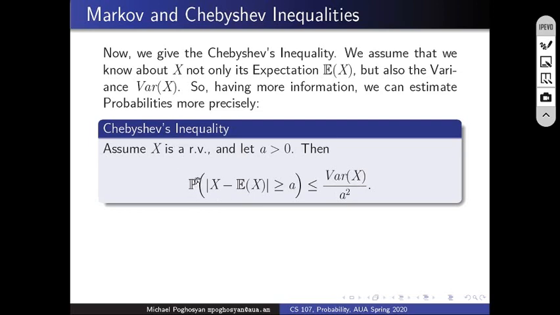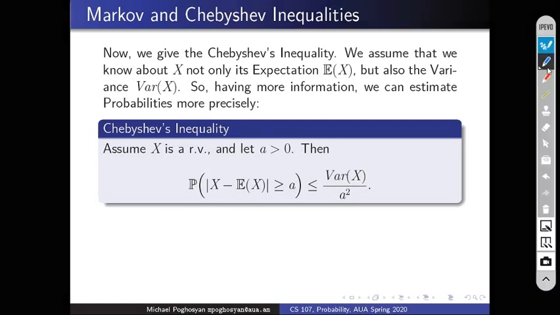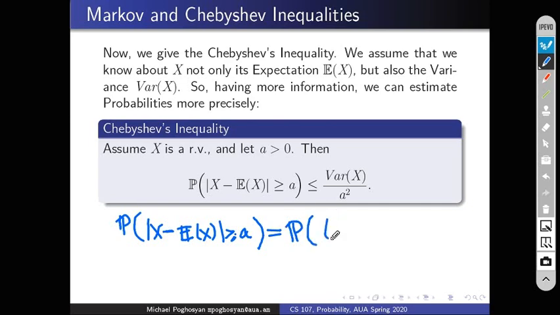So first, about the proof. The proof is a very simple application of Markov's inequality. So let me write the following. Our aim is to calculate the probability that the absolute value of x minus expected value of x is larger or equal than a. So I'm writing this in the following way: the probability that x minus expected value of x squared is larger or equal than a squared. Well, this is the same as that.